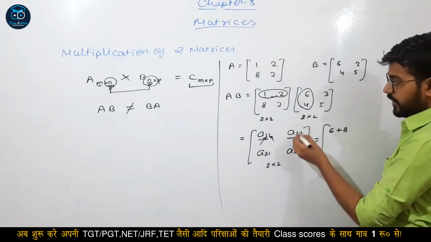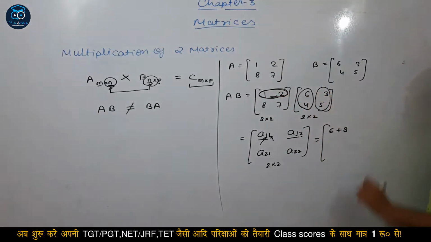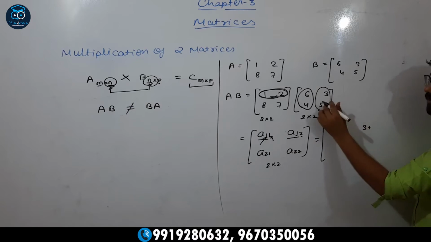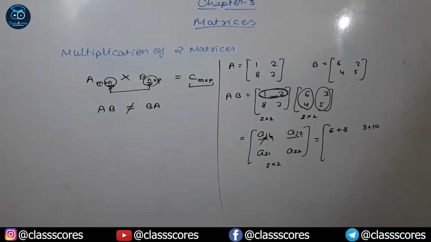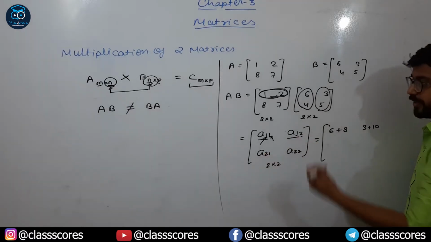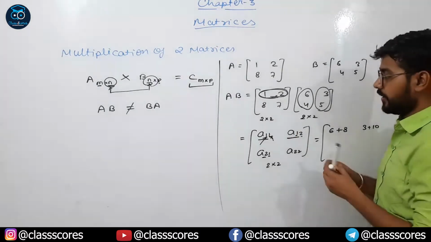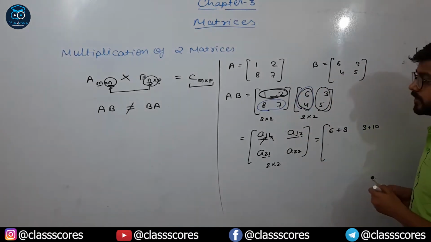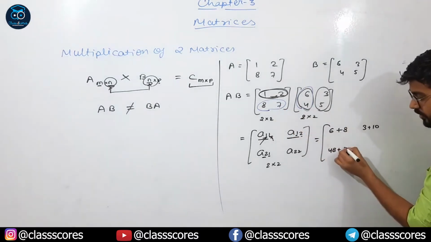Similarly, for the second term, A12 means first row, second column. This is the first row and this is the second column. If we multiply this, that is 3 ones are 3 plus 5 twos are 10. Clear? Now, similarly, moving further, A21 means second row, first column. Here it is the second row and it will multiply with the first column. Means 8 into 6, 8 sixes are 48 plus 7 fours are 28.